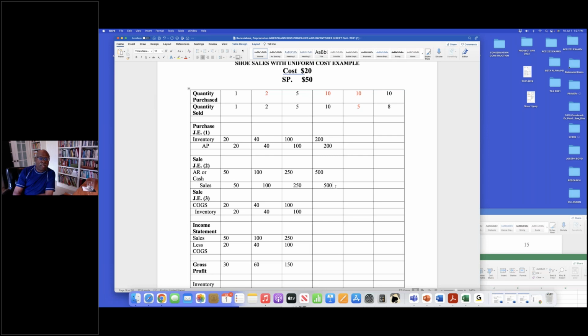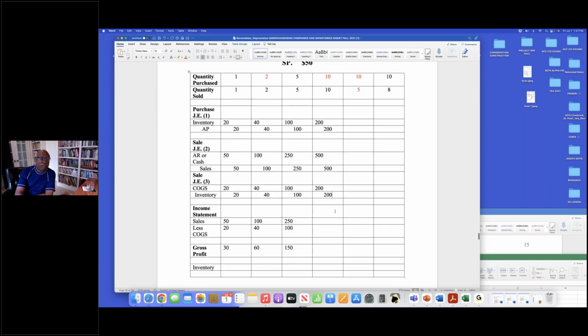What's the cost of it gonna be? 500. No, cost. 200. And therefore, how much money did you make? $300. 500 sales, 200 costs. The gross profit is $300.